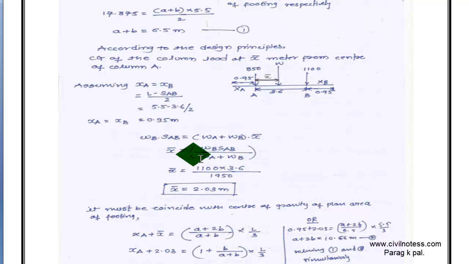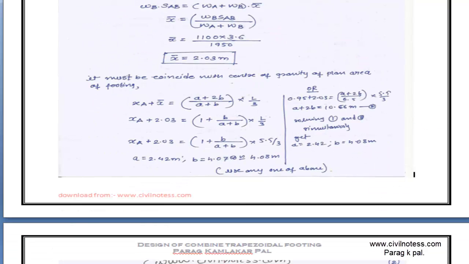I know this relation, WA plus WB, from my load calculation. I place this value here, I place all values, and I get x bar. Now x bar means this is the distance from the center of this column to this particular CG. This is the CG distance from the column. Now if you add 0.95, then you get the CG distance from this initial point. So it must coincide with the center of gravity of the plane area of footing. So xa plus x bar, as I told, equals (A plus 2B) by (A plus B) multiplied by L by 3. This is the equation.